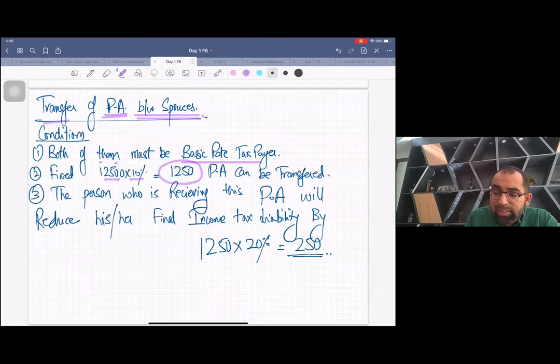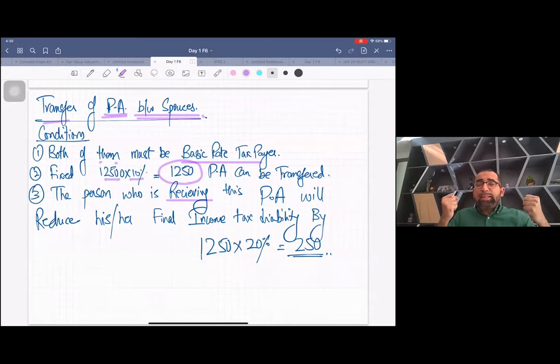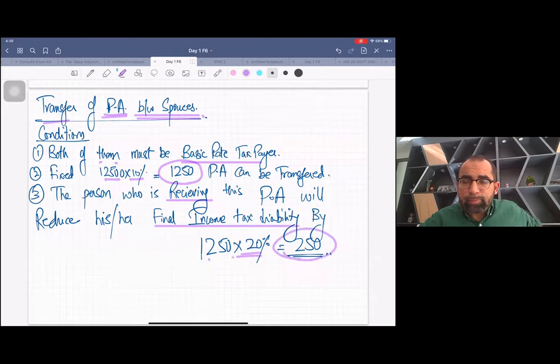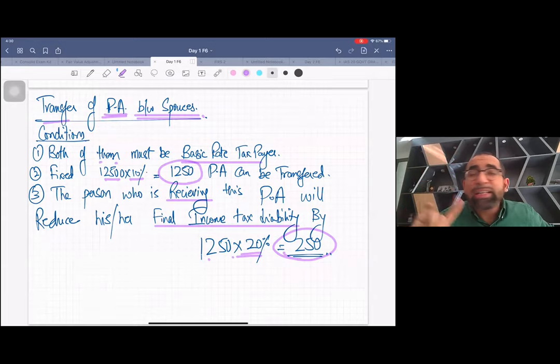Okay. Now, the person who is receiving, for example Mrs. A to Mr. A: Mrs. A is transferring the personal allowance, so Mr. A is receiving it. Mr. A will reduce his final income tax liability by 20% of 1,250, that is 250. Listen to my words: the person who is receiving this 1,250 will not increase his or her personal allowance. Instead, the person receiving it will finally reduce his income tax liability by 250. That means the relief effect will be taken in the end. Right? Okay. So don't forget these points. These conditions are very important. You may get a question like this in your MCQ part.